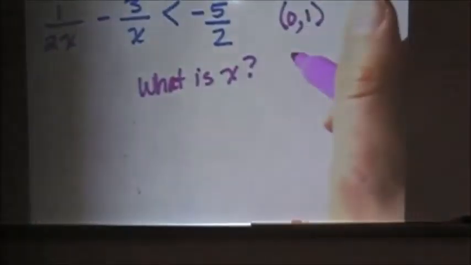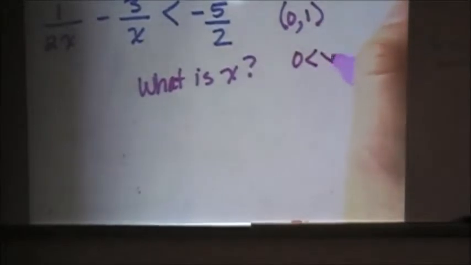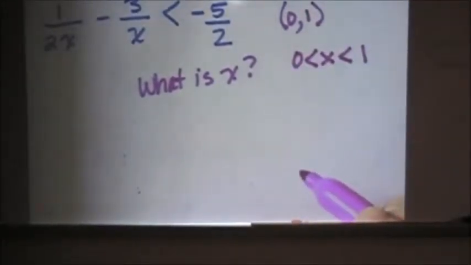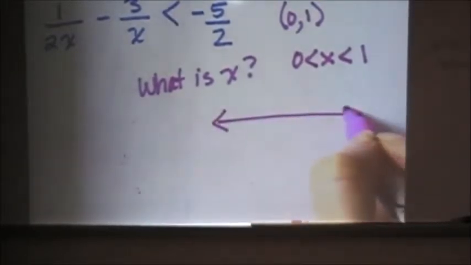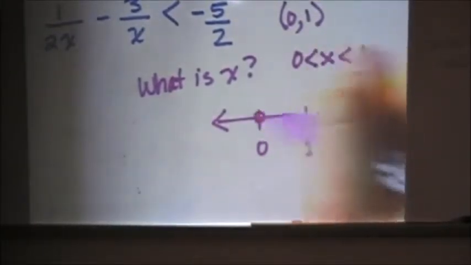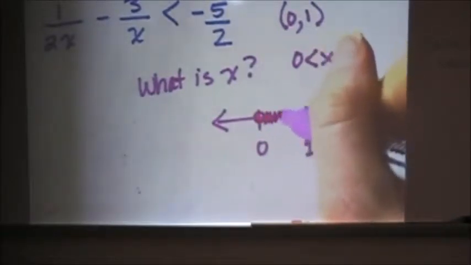Now, this is an interval notation. I could also write it as 0 is less than x, which is less than 1. This would be algebraic notation. Or you could write it on a number line. I could write it as 0 to 1, open circles, shaded in between.